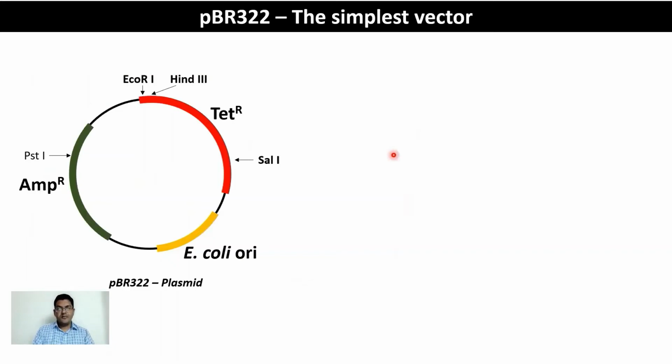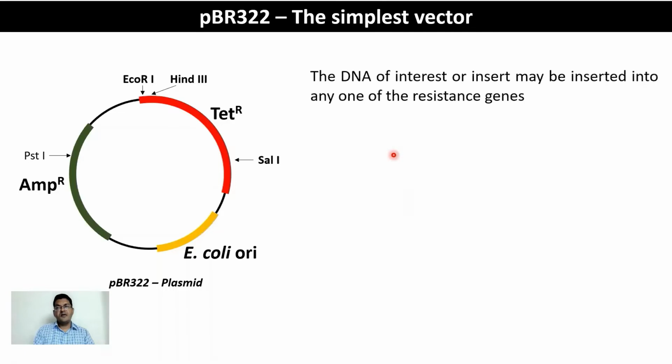So let us now sum up the features of the pBR322 plasmid. Here, the DNA of interest or insert may be inserted into any of the resistance genes. So it will be inserted into the tetracycline resistance gene or the ampicillin resistance gene. Whichever gene the DNA of interest is inserted into, the cell becomes susceptible to that specific antibiotic.